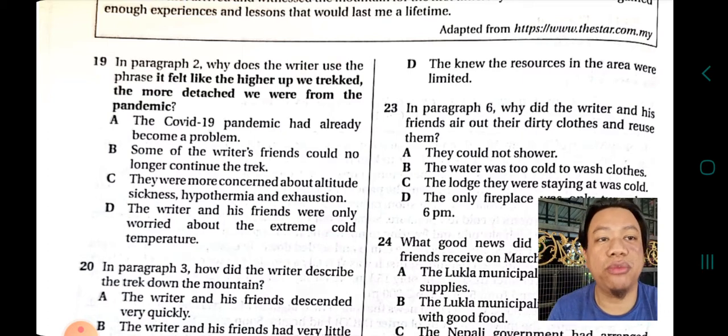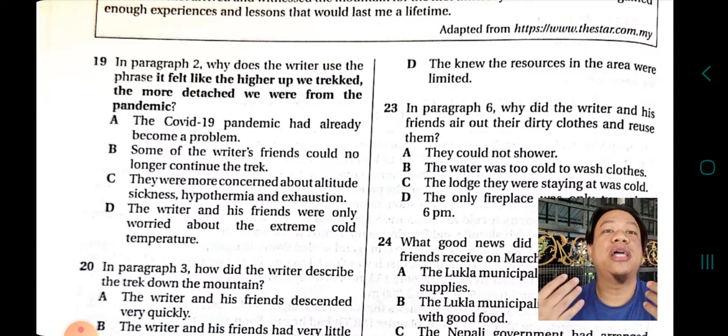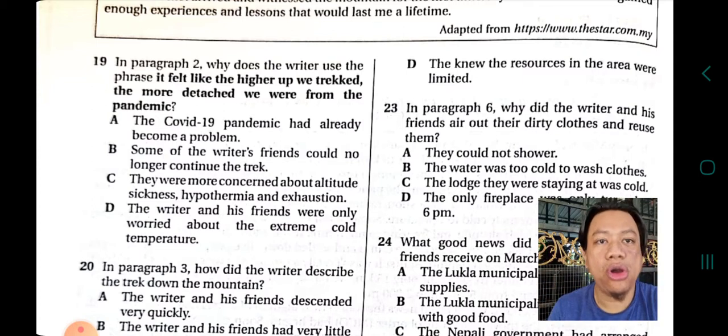Okay, so that's all from me for today's lesson. Lesson 1, how to actually score for paper 1, for part 1, part 2, and part 3.